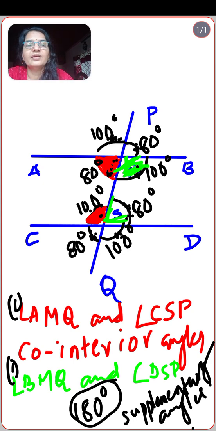Co-interior angles means the angles in the interior part of the parallel lines and on the same side of the transversal. Their sum is always 180 degrees. So we can say two angles in a co-interior angle pair will be supplementary, always supplementary. Okay. Thank you.